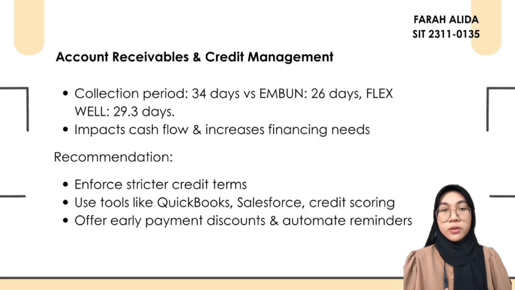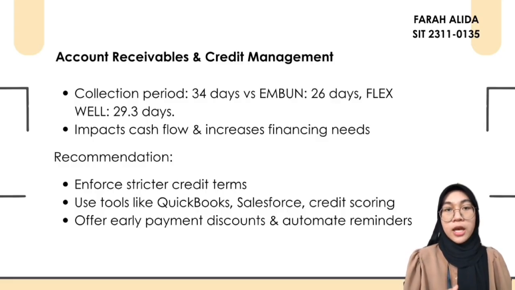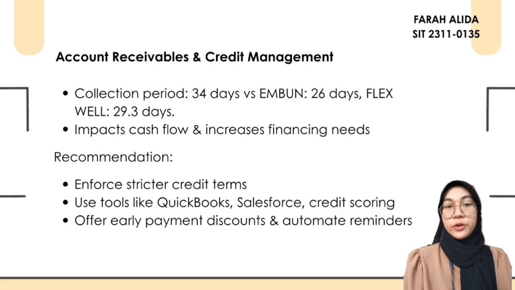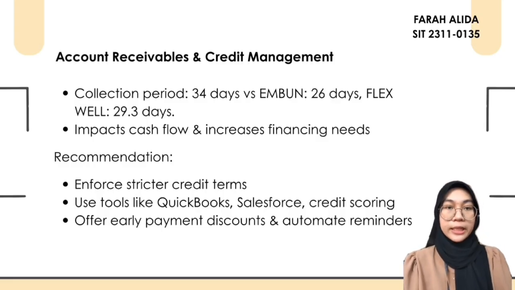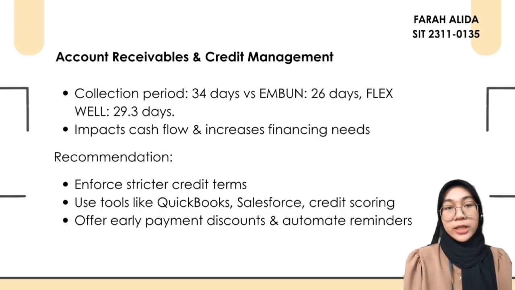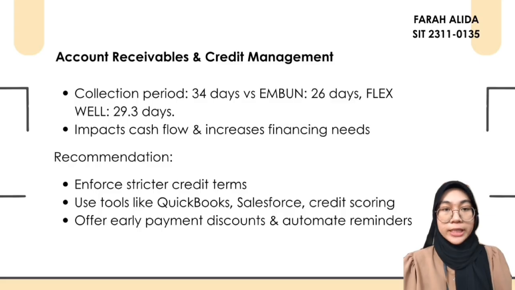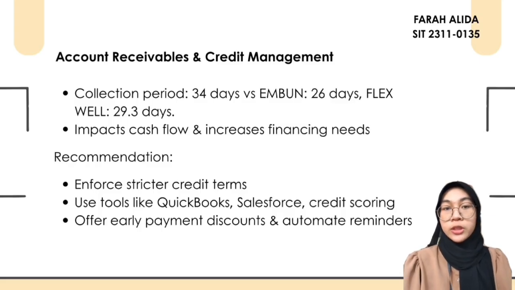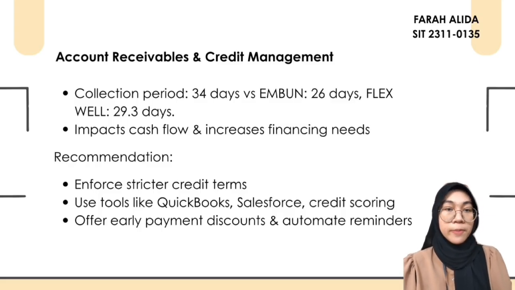To solve this, Dura should review its credit policy and reduce the number of days allowed for customers to pay, especially for those who often delay payment. Dura can also use automated invoicing and send regular reminders to customers. Offering discounts to customers who pay early could encourage faster payments. Regular credit checks on customers will help reduce the risk of late or missed payment.